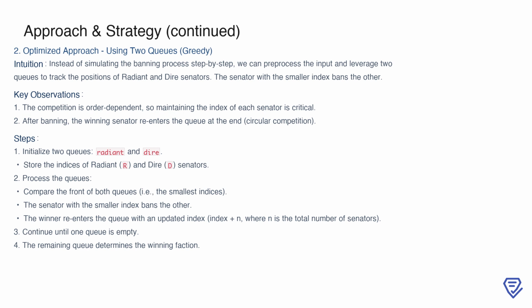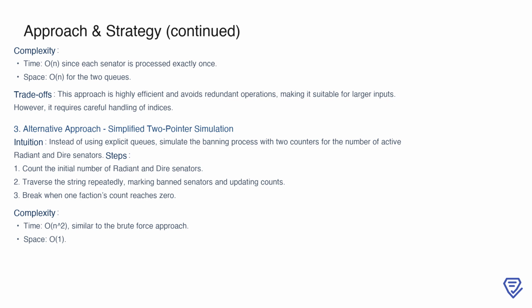This approach is far more efficient, as it avoids unnecessary operations and directly focuses on the essential comparisons. Let's analyze the complexity of the optimized approach. The time complexity is O(n), because each senator is processed exactly once. Once banned, a senator is removed from the queue, ensuring no redundant work. The space complexity is also O(n), as we use two queues to store the indices of the senators. This efficiency makes the method suitable for handling large inputs. Compared to the brute force approach, this method eliminates redundant operations and focuses only on the most critical comparisons.